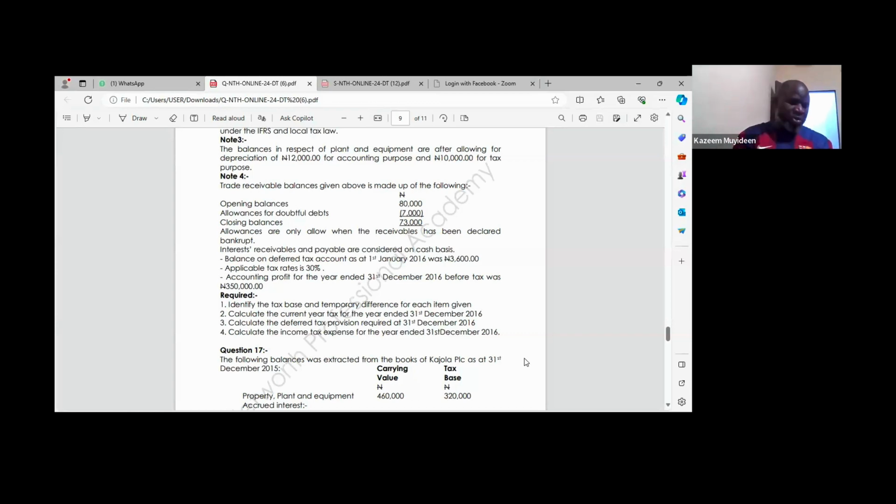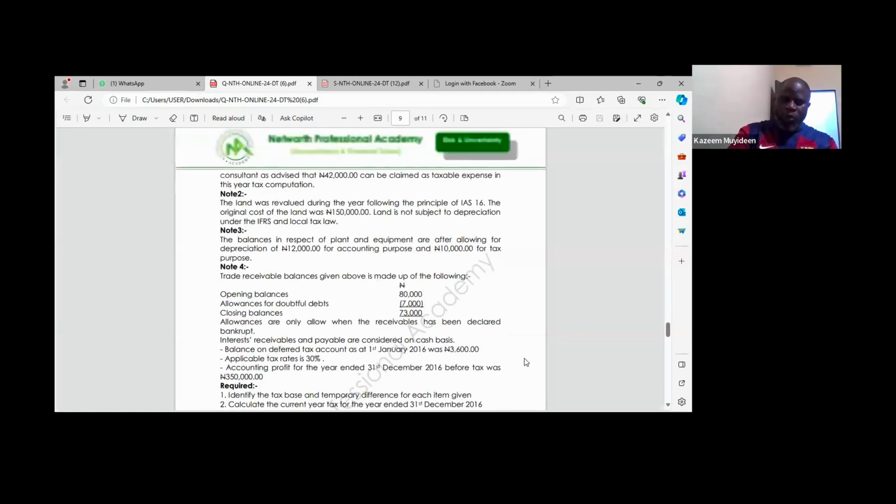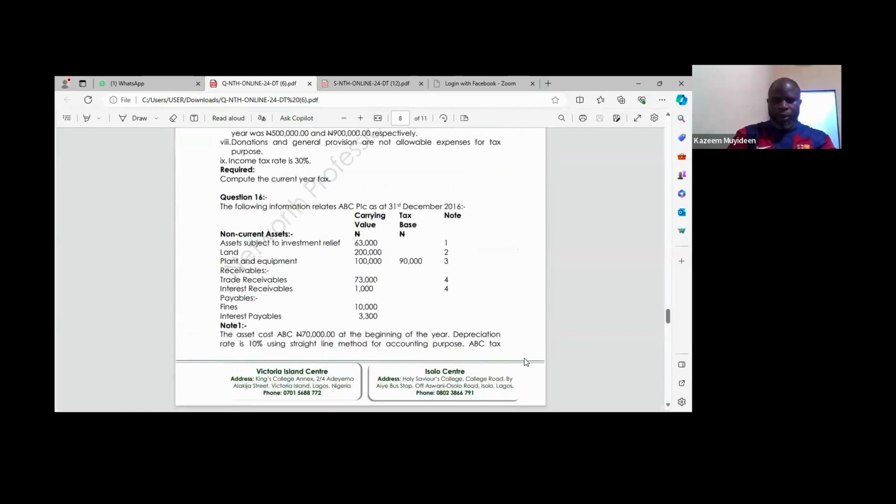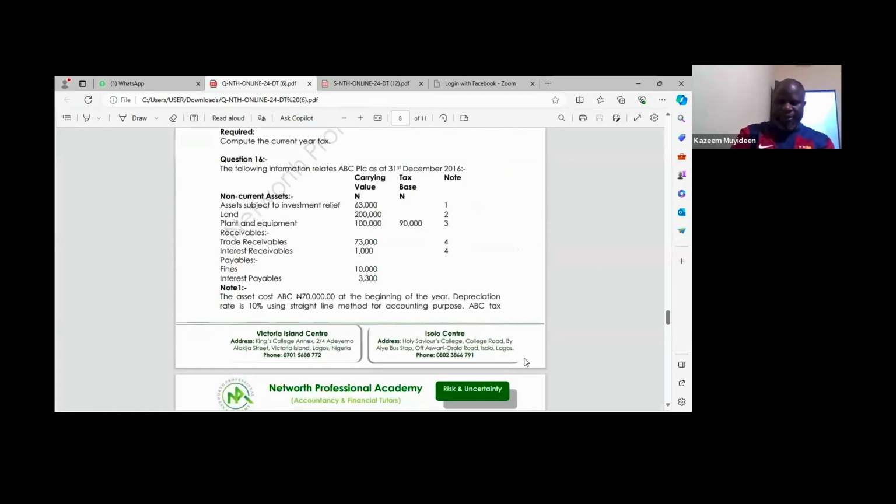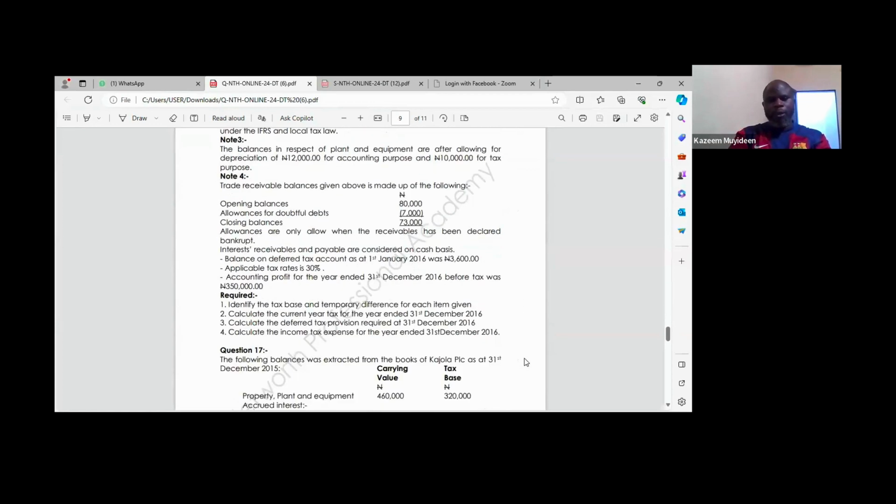What is my own duty in the exam? Very simple. Before we share the book, look at the question. The following information relates to ABC PLC as at 31st December 2016. Based on the assets they give us, we have to determine the tax base. Then all the other information. Good.